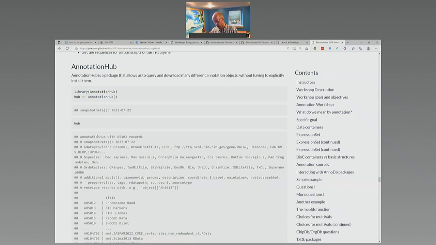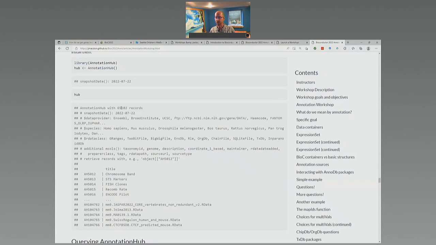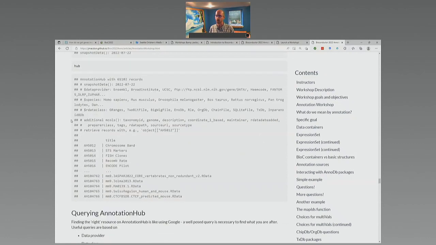So Annotation Hub is an online resource. If we load the AnnotationHub library and then get a hub by calling AnnotationHub with no arguments, it will download a bunch of data. It'll populate a little database that tells you all the stuff that's in there. And if you do the show method, it'll tell you there's like 65,000 of these things. There's literally a gajillion of these. It gives you a little bit of information about it: data providers, so you can see lots of different places, lots of different species, lots of different types of data, taxonomy IDs, genome description. There's just tons and tons of data here.